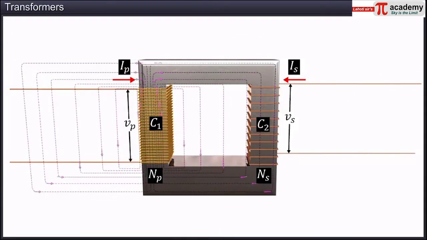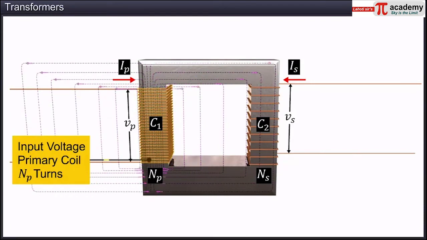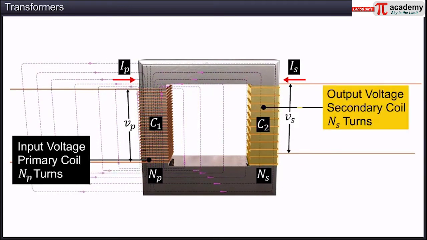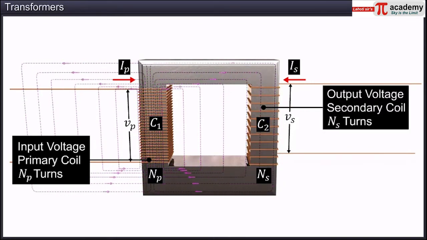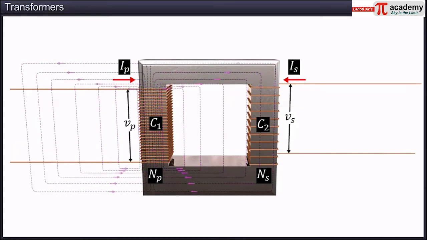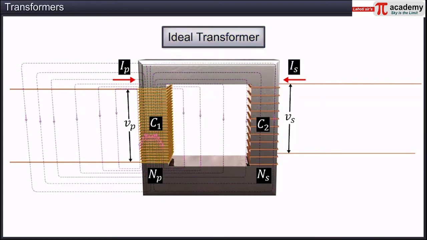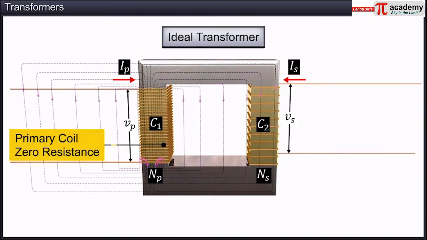The coil C1, at which input voltage is applied, is called the primary coil, and the coil C2, at which output voltage is obtained, is called the secondary coil. Let the number of turns in these coils be NP and NS respectively. Let us consider the case of an ideal transformer where the primary coil has negligible resistance and all the magnetic flux in the core links both the primary and the secondary windings. In such a case, the energy losses in the transformer and the core are zero.